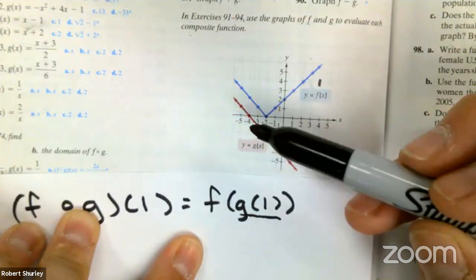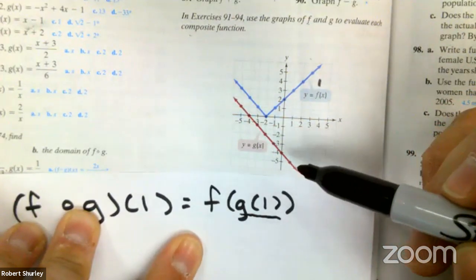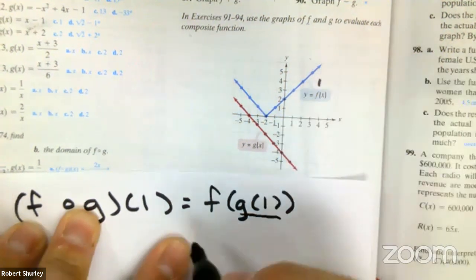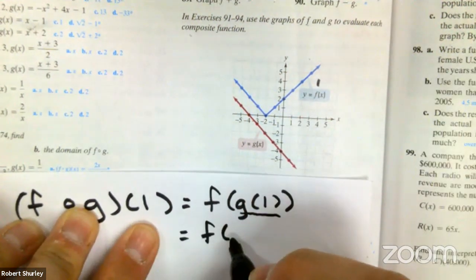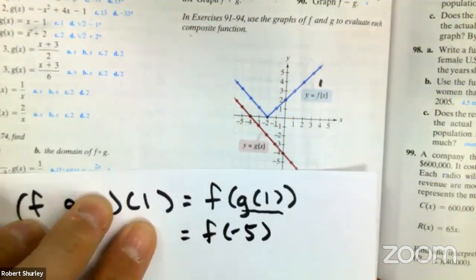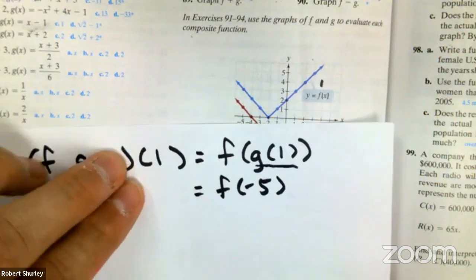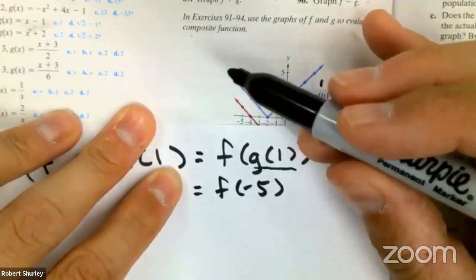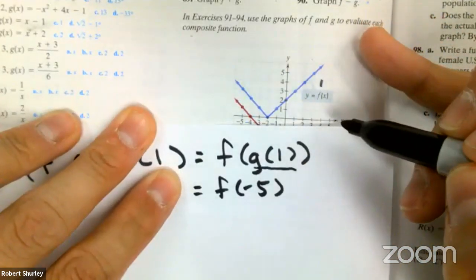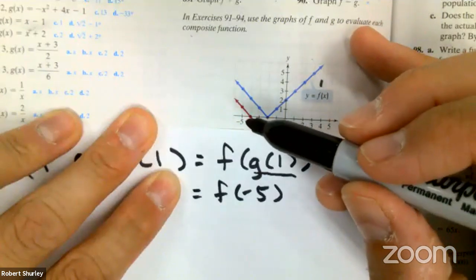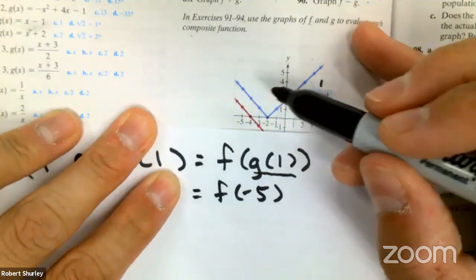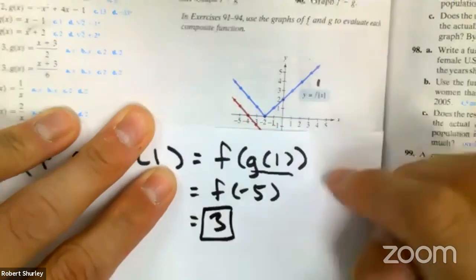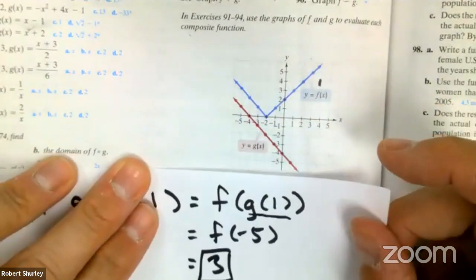Okay, g of 1, this is our g function. Go to positive 1. Ooh, it's way down here, right? Negative 5. So f of negative 5, okay? Now I'm going to switch over to the blue function because the blue function is the f, right? f of negative 5. Ooh, so now I got to go over here at negative 5 and go up and wind up with positive 3. I wind up with positive 3, right? So f of g of 1.